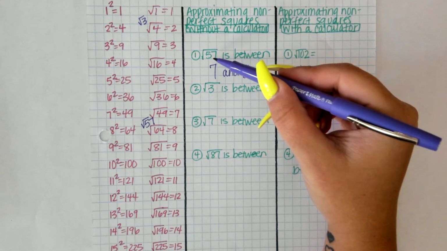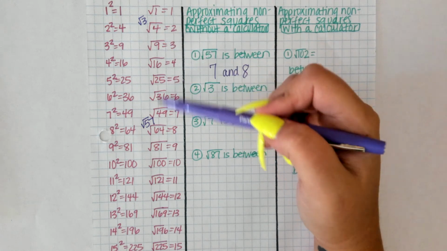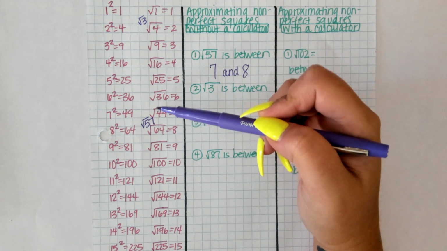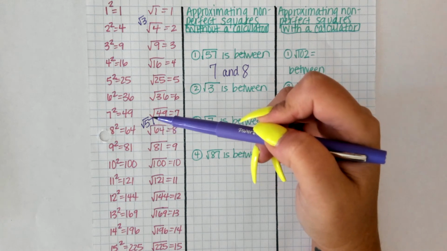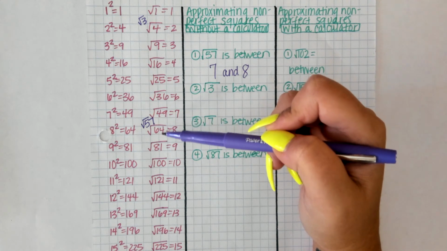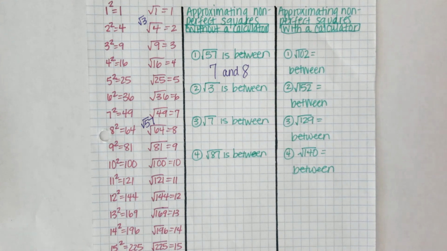So we know that the square root of 57 is non-perfect because if we think to ourselves, what two whole numbers that are the same can we multiply that will give us 57? There isn't one. So we need to come over here and look at our square roots and figure out where the square root of 57 would go. So the square root of 57 goes between 49 and 64. So we know that the square root of 57 is between 7 and 8.